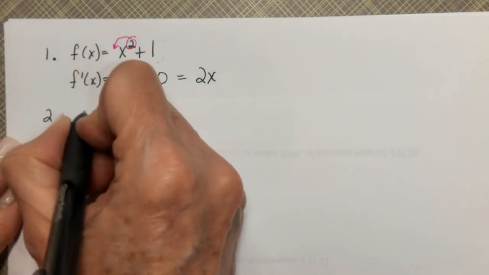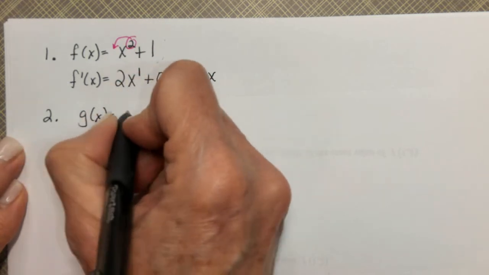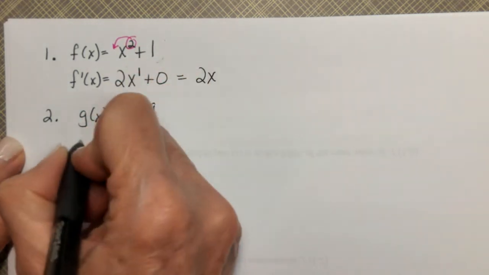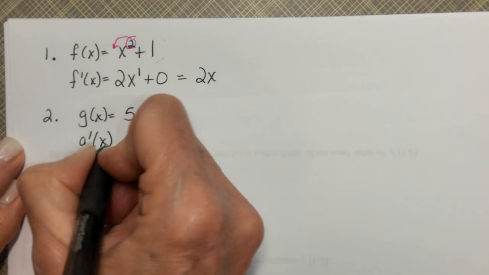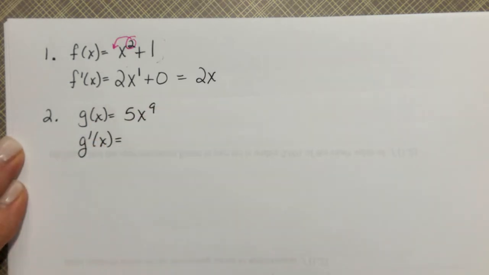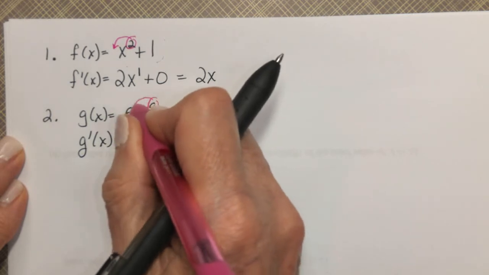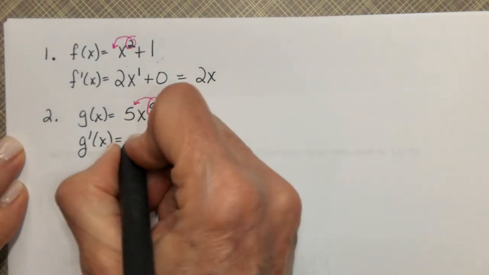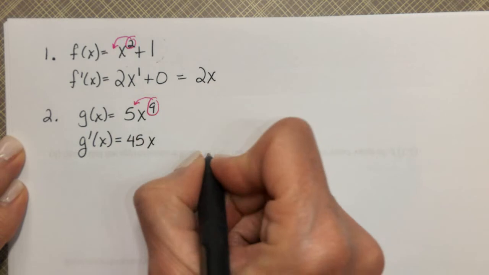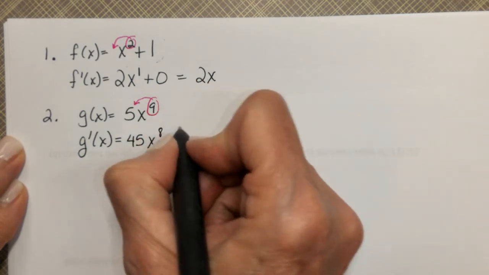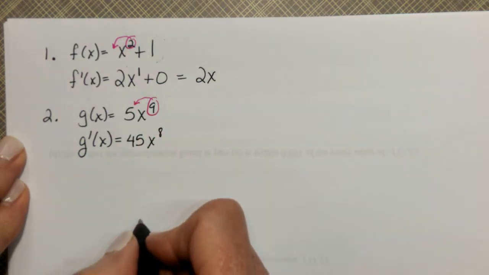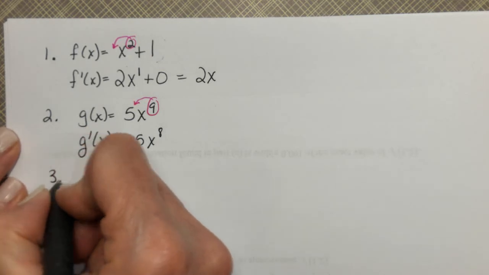Next example, g of x is 5x to the 9th. What is g prime of x? G prime of x. Take your exponent, multiply by any coefficient, keep your x, reduce your power by 1. 45x to the 8th. Okay.